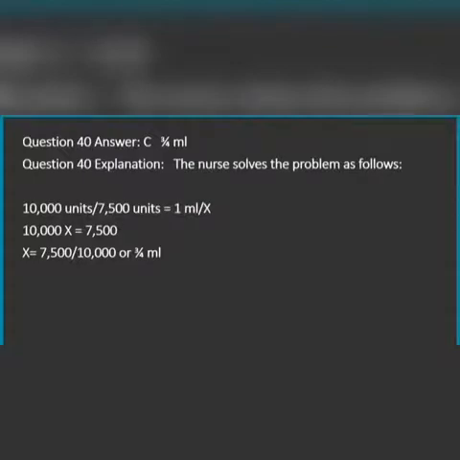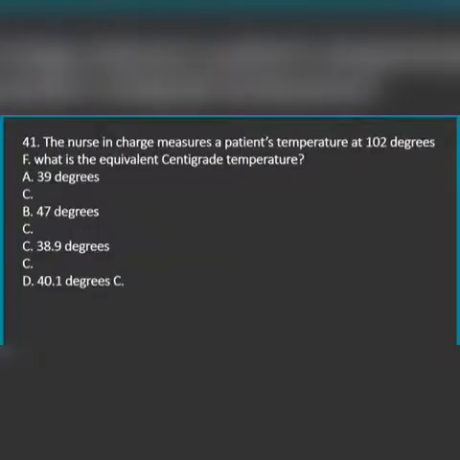Question 40. Explanation: the nurse solves the problem as follows. 10,000 units / 7,500 units equals 1 milliliter / x. 10,000x equals 7,500. x equals 7,500/10,000, or 3/4 milliliter. Question 41. The nurse in charge measures a patient's temperature at 102 degrees Fahrenheit. What is the equivalent centigrade temperature?